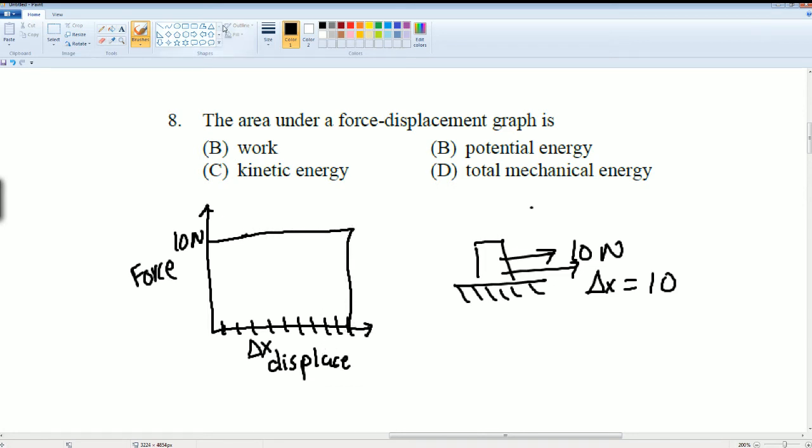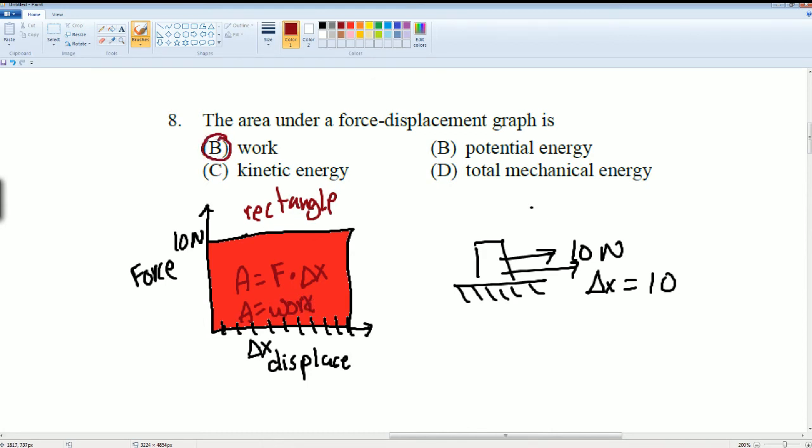Okay, and let's see if I can fill this. We want this area, right? The area under the curve. What is this area under the curve? If you really think about it, it's very easy. How do I find the area? This is a rectangle. What is the area of a rectangle? Length times width. In this case, the length is force. What is the width? Displacement, delta x. What's another way of writing force times delta x? The area is actually the work, because again, it's a rectangle, just length times width.